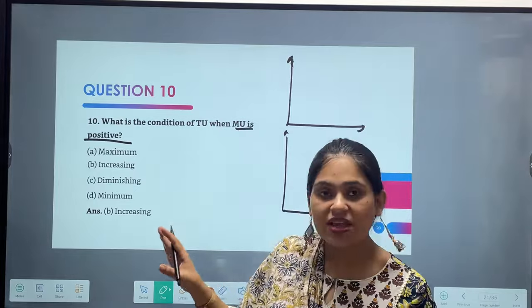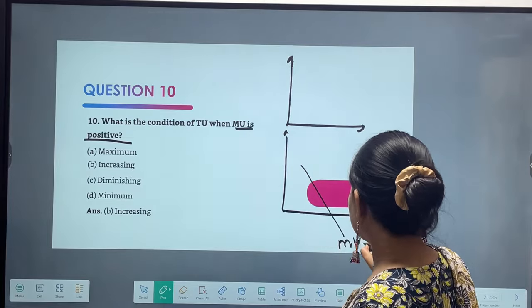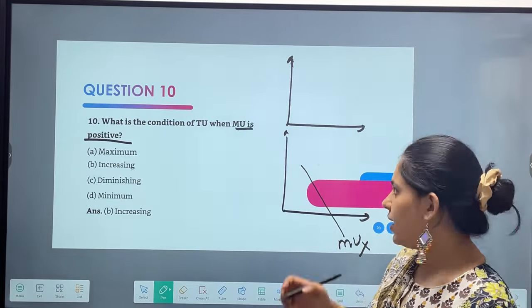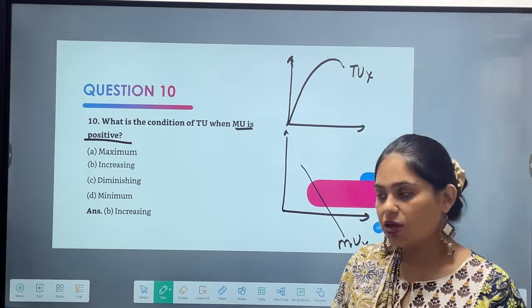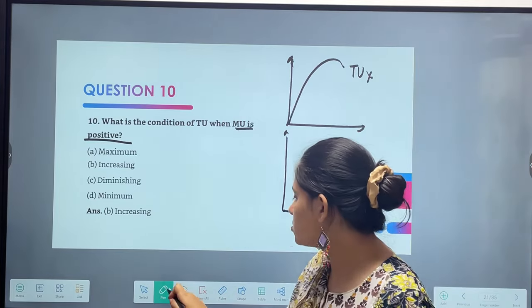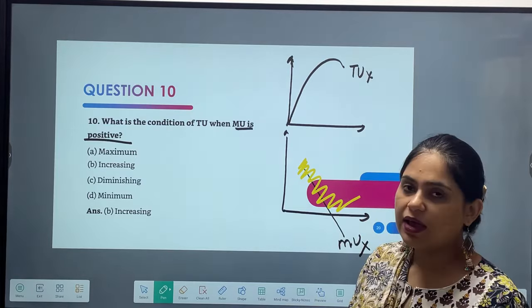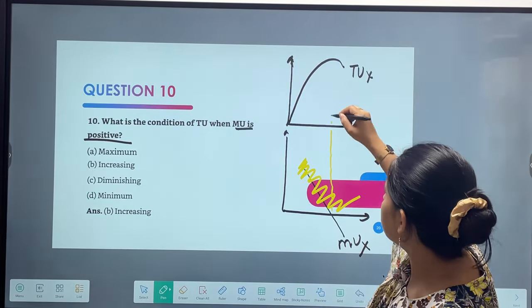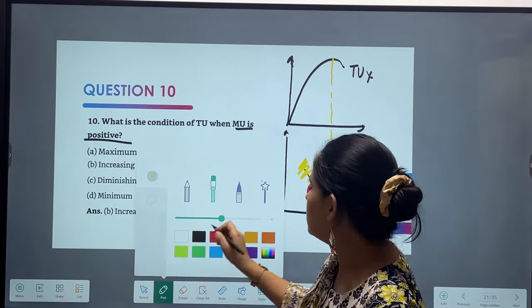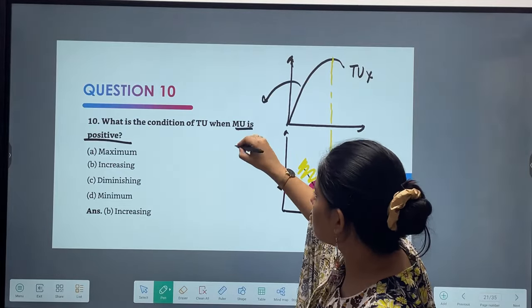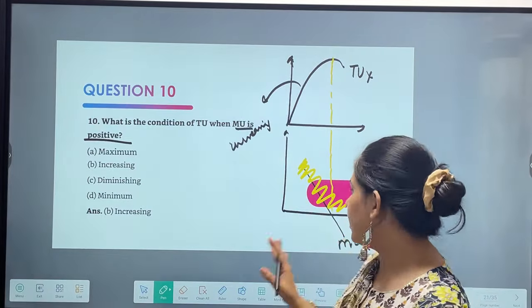So if I draw my marginal utility like this, right beta, and I draw my total utility like this, so when is marginal utility positive? Marginal utility is positive in this zone. And when marginal utility is positive, I see that total utility is increasing. So we see that this is increasing. That means it is correct. When marginal utility is positive, total utility is increasing. Fine.